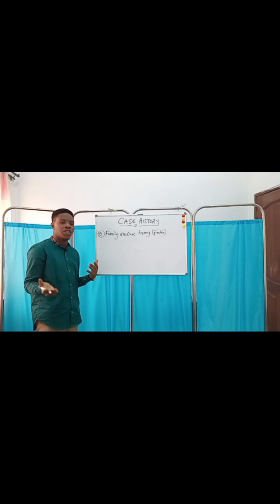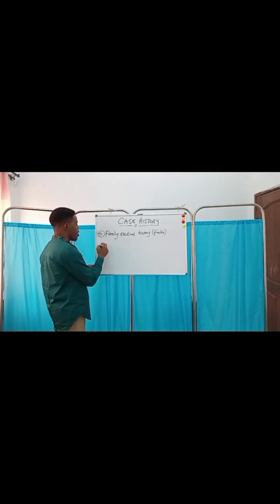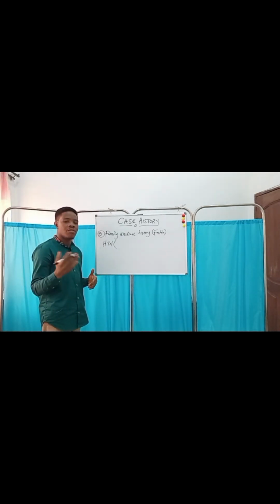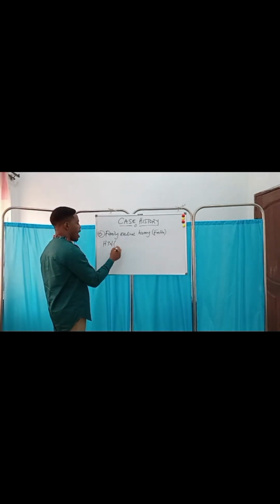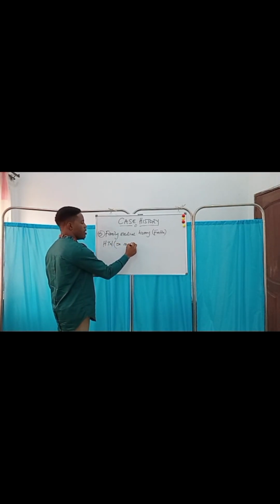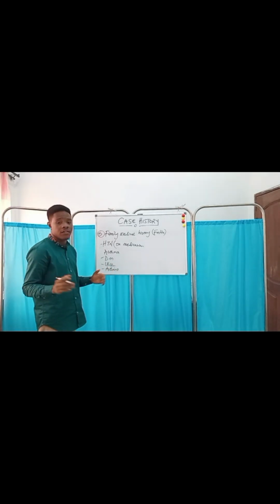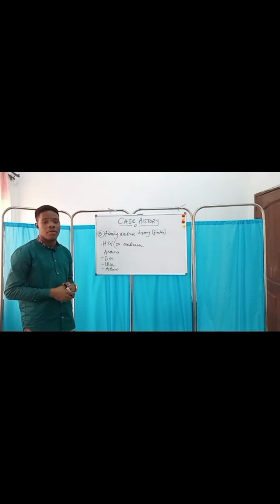So the doctor asks the patient and expects a feedback. So you ask for hypertension, and then you ask who has hypertension. Is it the mother or the father or the siblings? And if they're on medication for it. So you write on medication, that is if they're on medication. We're also looking at asthma, diabetes, ulcer, arthritis, and any other sickness which runs in the family. The doctor wants to know about this.